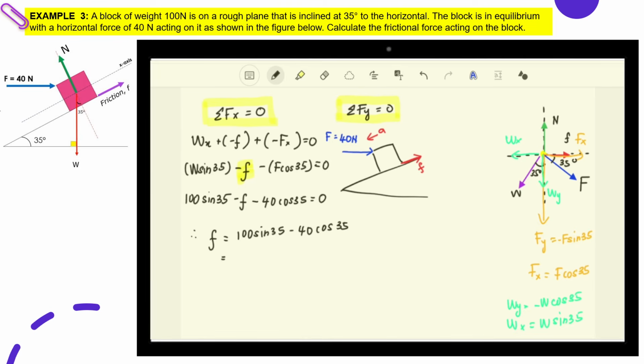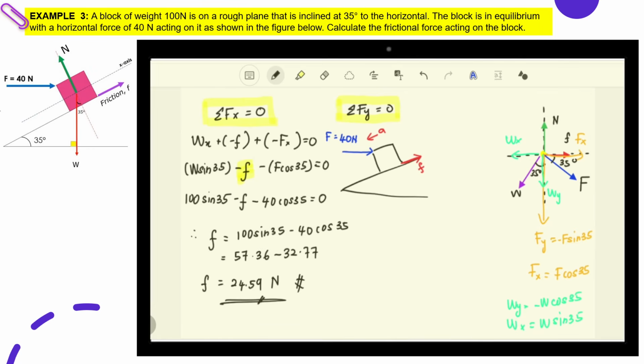Make sure you press the calculator carefully. So 100 sine 35 is equal to 57.36 minus 40 cos 35. So 40 cos 35 is 32.77. So automatically we have the frictional force is equal to 24.59 Newton. So this is the answer.